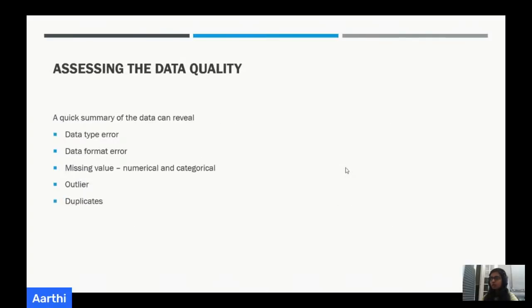Assessing the data quality. So there could be a data type error. For example, a text column can have a number, a number column can have a date, and data format error. For example, is a date format DDMM or MMDD, or is it totally something else? And missing values. Sometimes there could be errors in the data, so that the data points might not have been captured. And then outliers, anomalies, like extreme values that can occur in your data. And then duplicates. We will cover each of these along with hands-on code and data set.